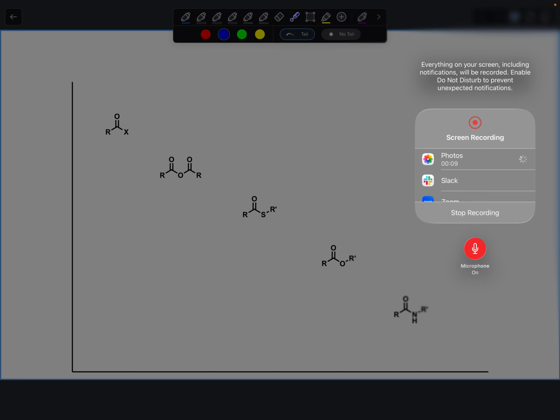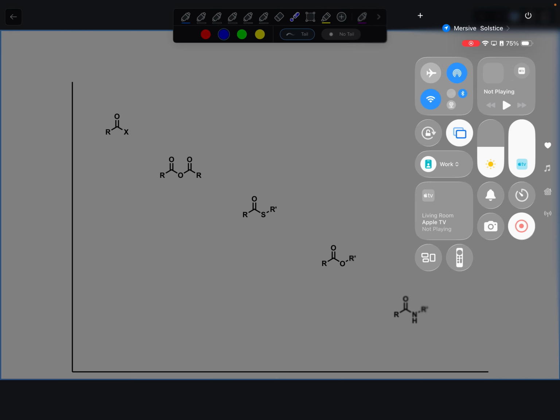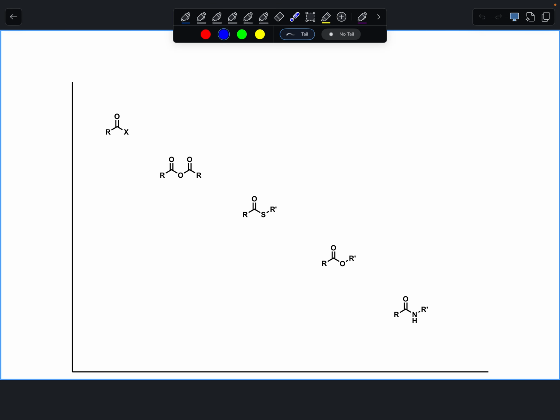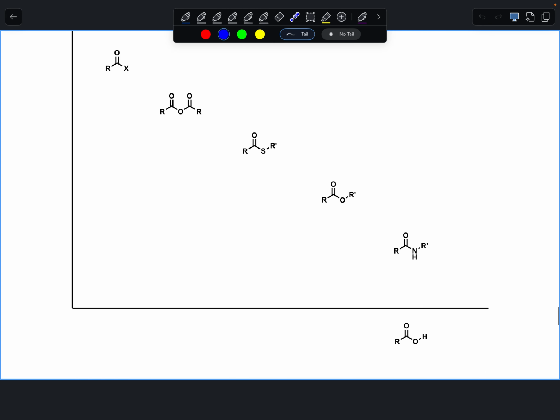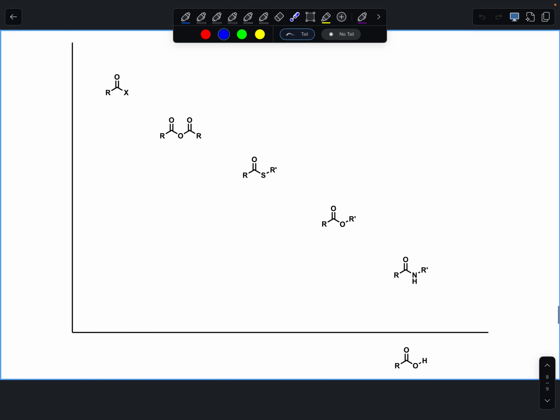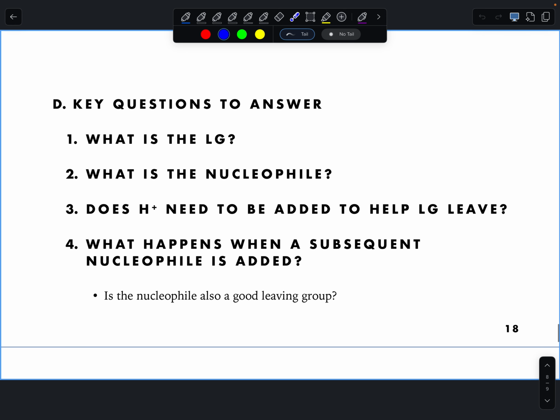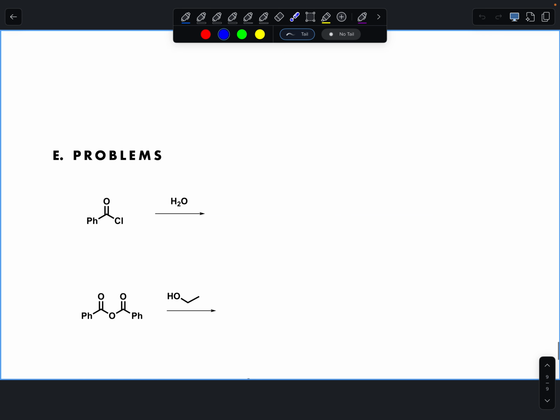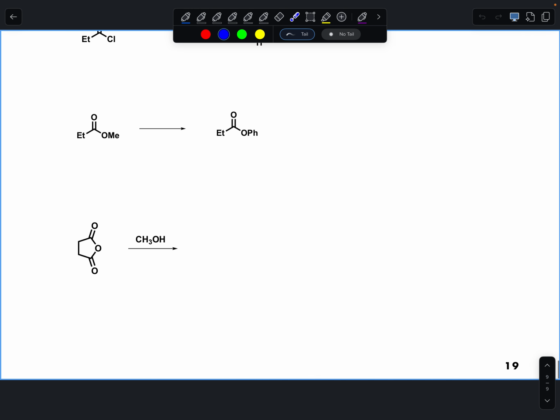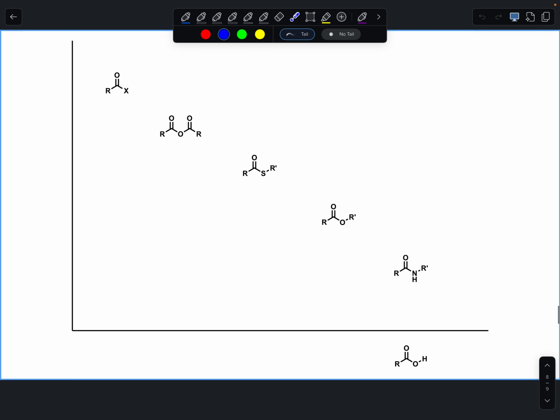Yeah, absolutely. Okay. Nucleophile. The lone pair on the oxygen acts as our nucleophile. We attack the carbonyl carbon. Electrons go up to the oxygen. We generate our tetrahedral intermediate. So we have O minus, we have water that just added in, and we have chlorine.